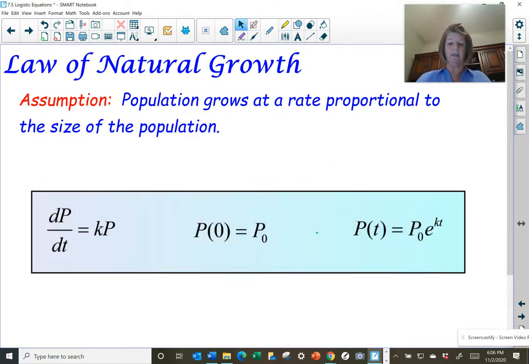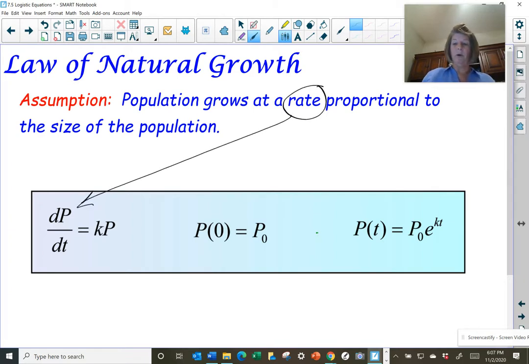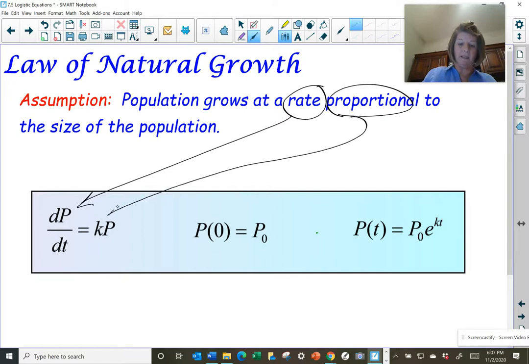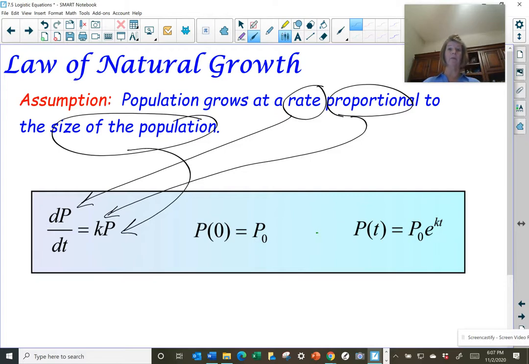Well, it translates into that rate of change. The population grows at a rate. So here's the rate that's proportional. Well, we've got to have a constant of proportionality and the size of the population. So there's really three variables going on: the rate of growth, the proportionality constant, and the population that was present when it started. We know that P of 0 can be written as P naught, or P sub 0.